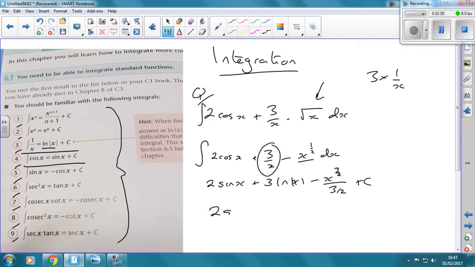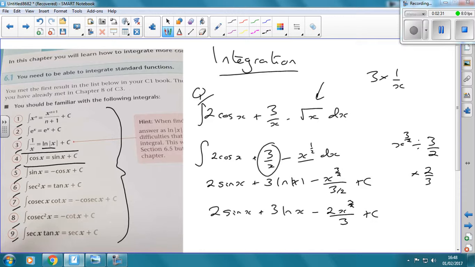So it's going to be 2 sin x plus 3 log x. And if we've got x to the power of 3 over 2 divided by 3 over 2, we divide by a fraction, so if we kiss and flip, that's going to be times 2 over 3. So that's going to be minus 2x to the power of 3 over 2 over 3, and then plus c. And that's the first one we're going to do. So if you want to make sure you've got that, copy it down.